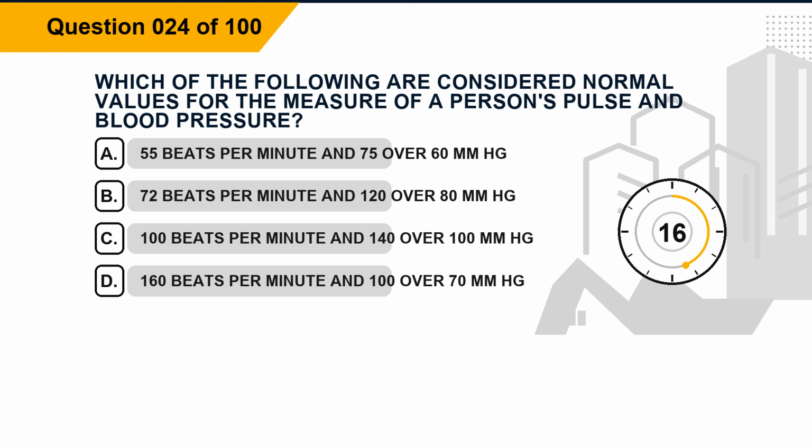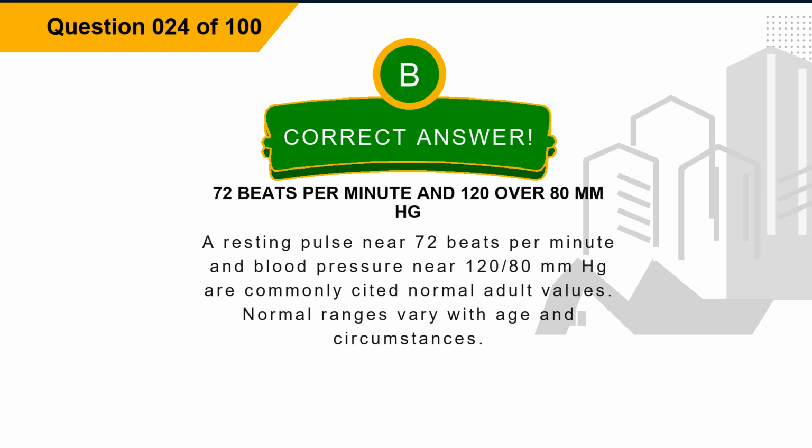Option B, 72 beats per minute and 120/80 mm Hg. Option C, 100 beats per minute and 140/100 mm Hg. Option D, 160 beats per minute and 100/70 mm Hg. The correct answer is option B, 72 beats per minute and 120 over 80 mm Hg. Explanation. A resting pulse near 72 beats per minute and blood pressure near 120/80 mm Hg are commonly cited normal adult values. Normal ranges vary with age and circumstances.